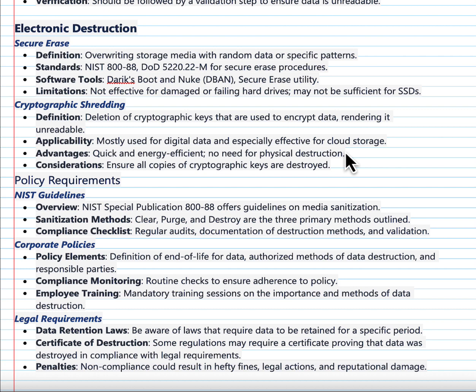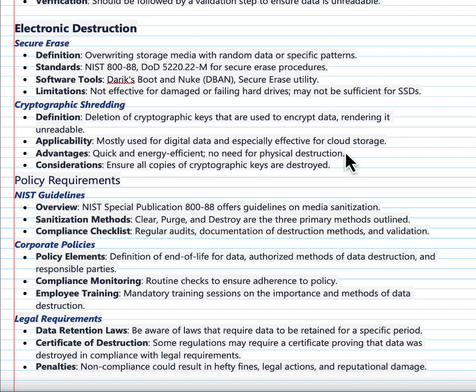Now we'll get into electronic destruction. So we're going to get into secure erase and then cryptographic shredding. Secure erase is where you're overwriting the media with specific patterns. So you're basically putting ones and zeros over the entire media. This does work pretty good as it relates to hard drives because the platters are, even though they might be 1 terabyte or 2 terabytes in size now, you can at least do that. When you're dealing with SSDs, that's very challenging to do overwriting.